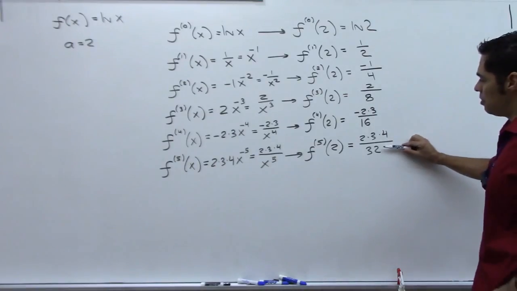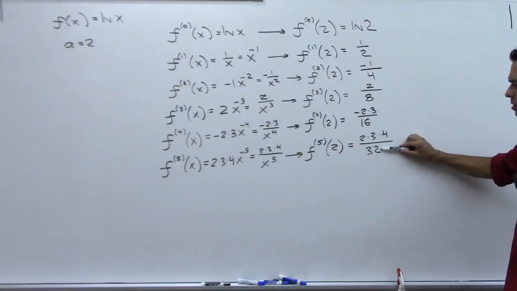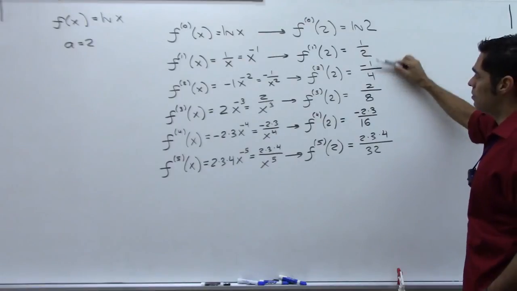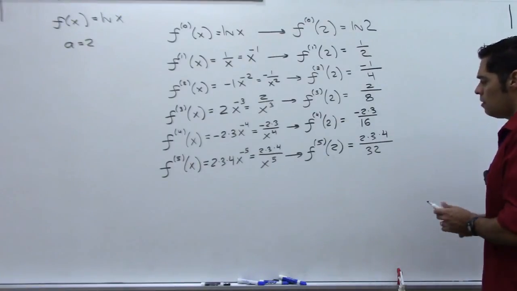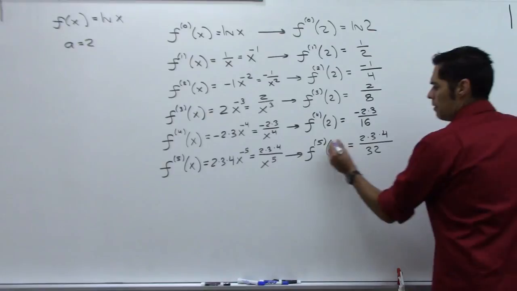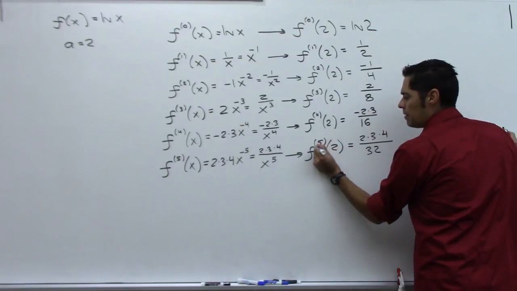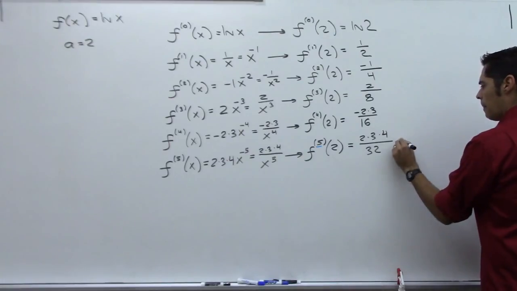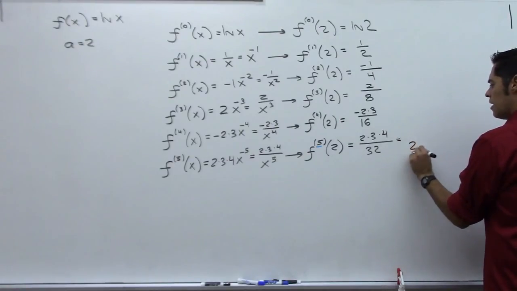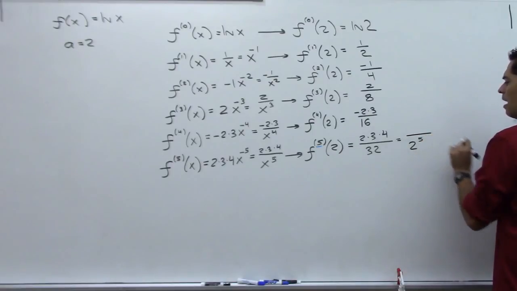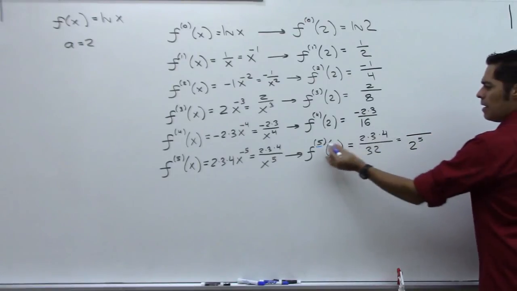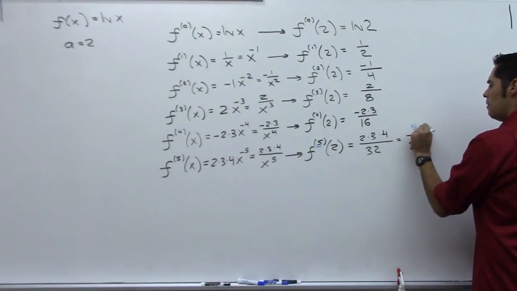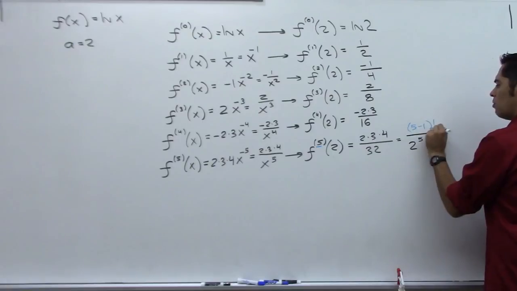Also, the denominators are just powers of 2, right? This is 2 to the 5th, 2 to the 4th, 2 to the 3rd, 2 squared, 2 to the 1st. So it looks like this number here, the derivative I'm at, on the bottom is going to be 2 to that derivative. The top is going to be this number minus 1 factorial. So this would be like 5 minus 1 factorial.